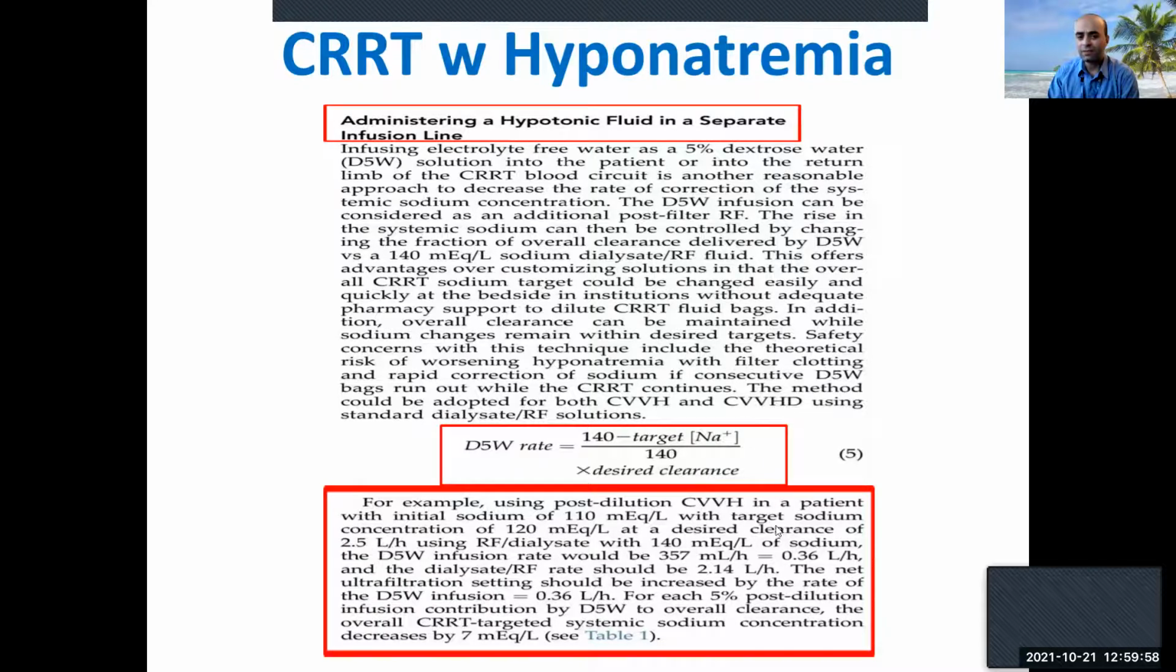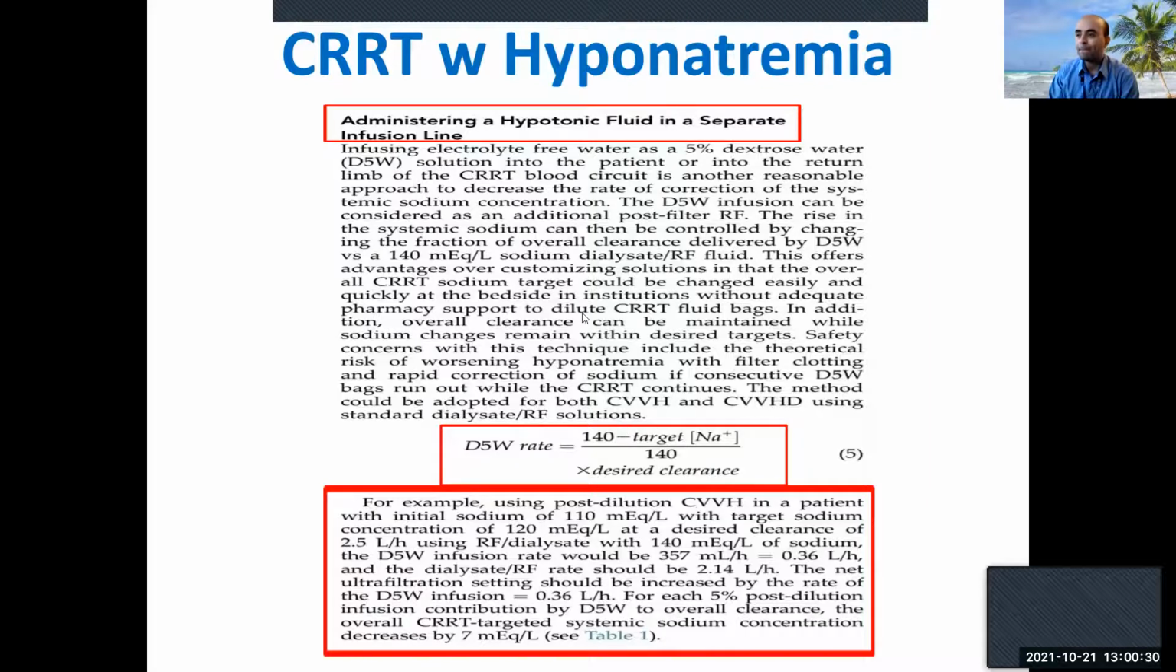If it's 2.5 liters, for example, this is our order, the mode of our dialysis. Whatever mode you choose, I told you in the previous presentations that the best mode is CVVHDF. For any patient with sodium 110 and hyponatremia, keep this slide in your mind to calculate how to protect your patient from overcorrection. At least this is number one, and I will give you a second choice.